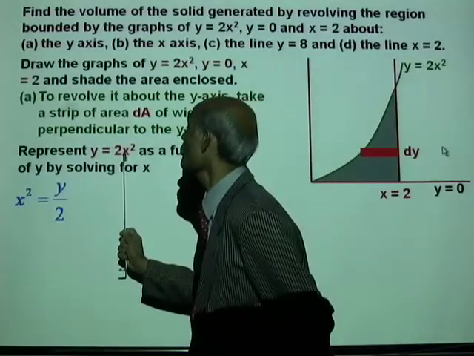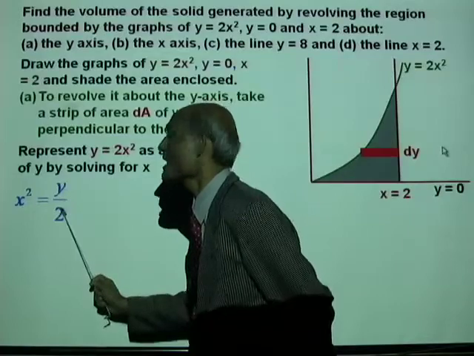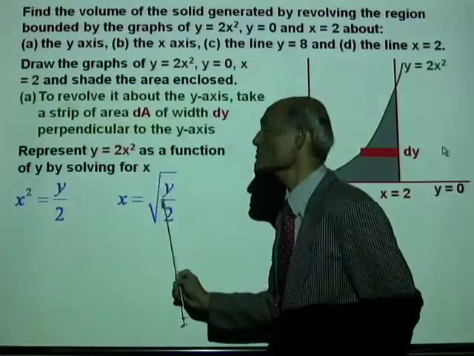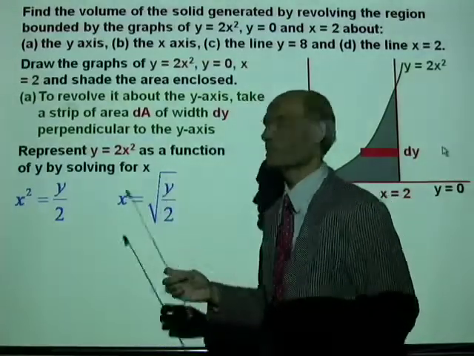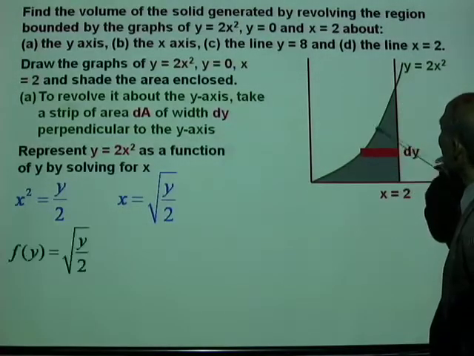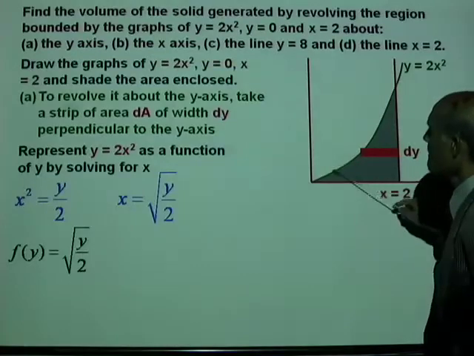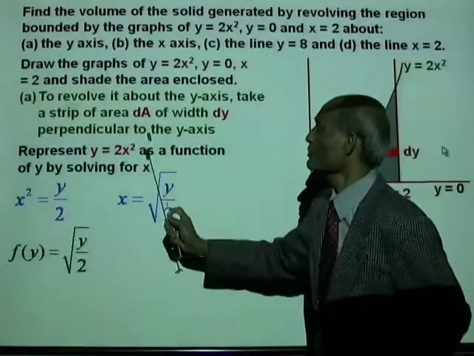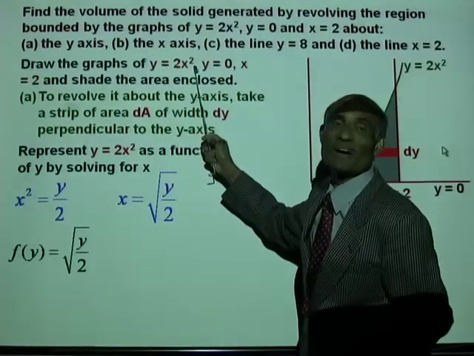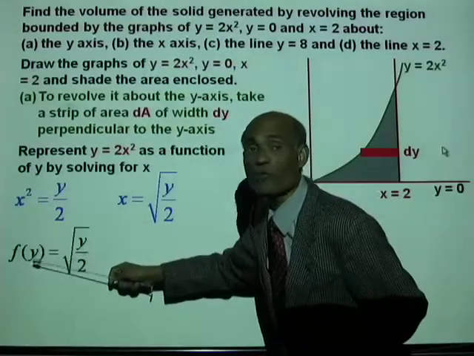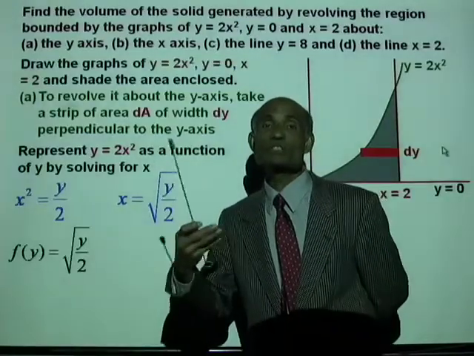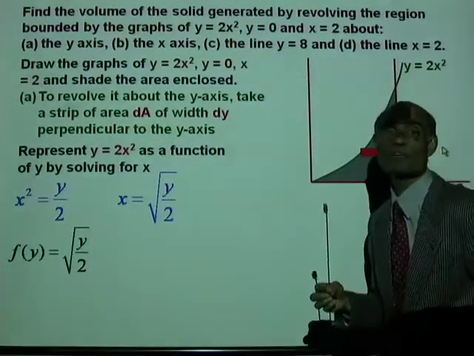It will be, solve for x first, x squared equal to y over 2. Therefore, x equal to plus or minus square root y over 2. We take the positive part. So x equal to square root of y over 2. This function is now f of y. You see, originally we were given f of x equal to 2x squared. And that is the same as f of y equal to square root of y over 2. I hope this skill is something that you have now mastered.